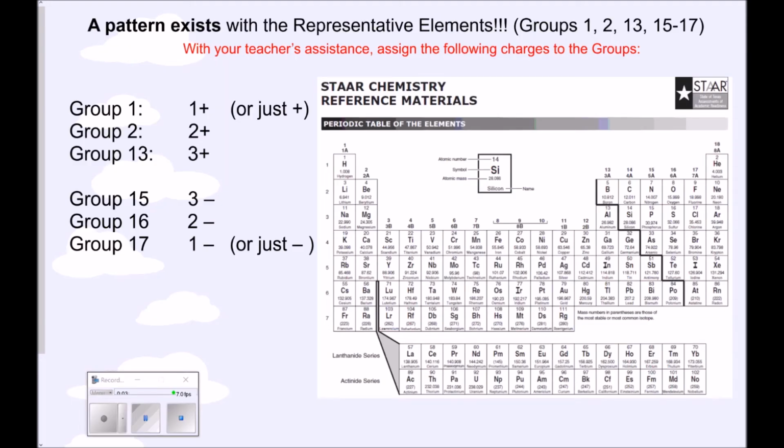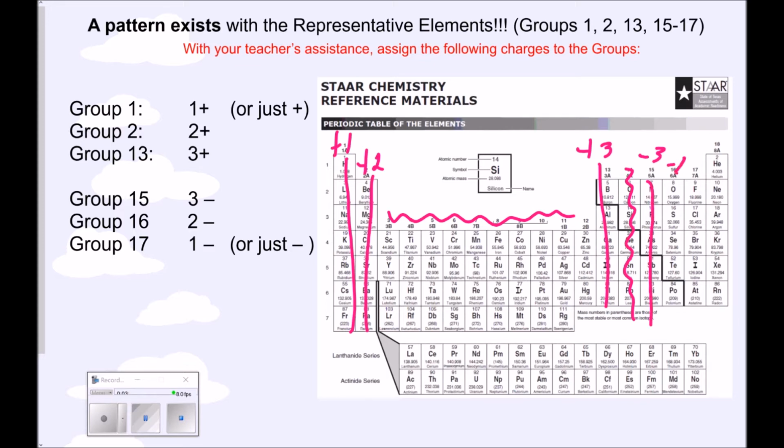Okay, a pattern exists with the representative elements. Write this on your periodic table. This first little group here has a +1 charge. This next group, +2. We're going to skip the transition metals because they have variable charges. We'll talk about this later. Boron, that whole group is +3. Carbon is strange, just like the transition metals. That whole group has variable charges. Then the nitrogen group, -3. Oxygen group, -2. And fluorine group, -1.